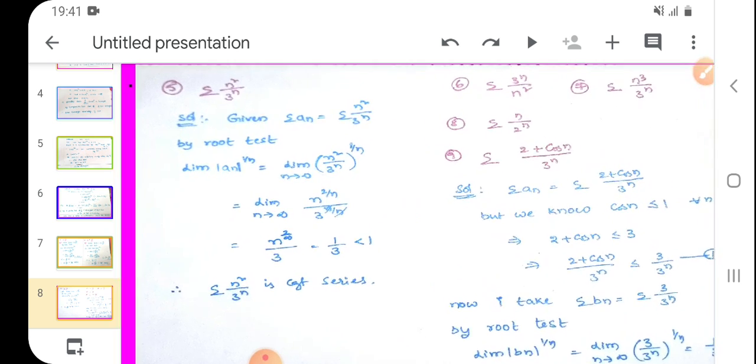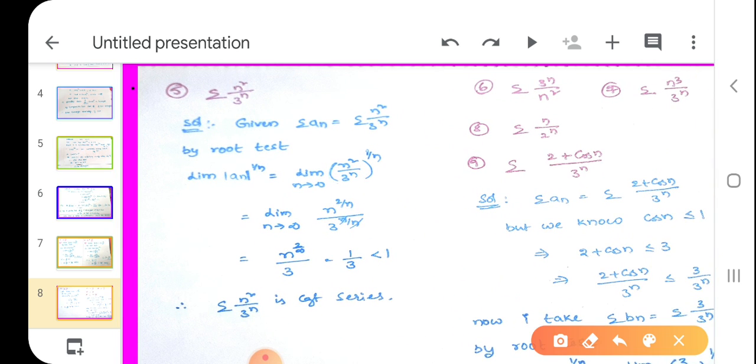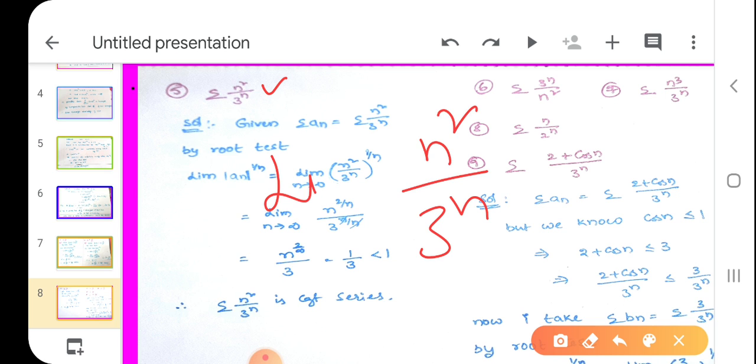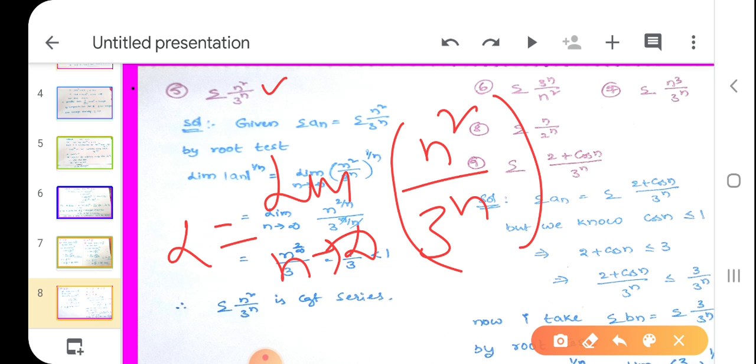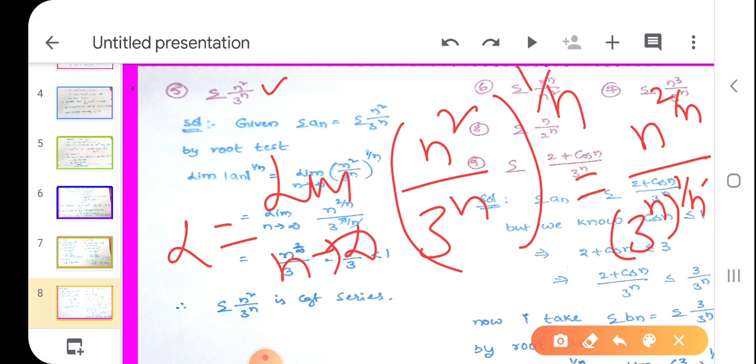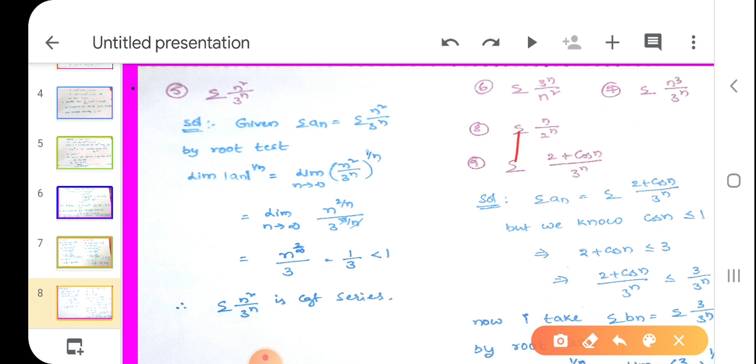Next, another example. What is the series here? n^2 by 3^n. Now I write alpha equals limit n tends to infinity of (n^2 / 3^n) whole power 1/n. What do we get here? n^2 power 1/n means n^(2/n). (3^n) whole power 1/n, the n cancels. So limit n tends to infinity of n^(2/n) by 3.